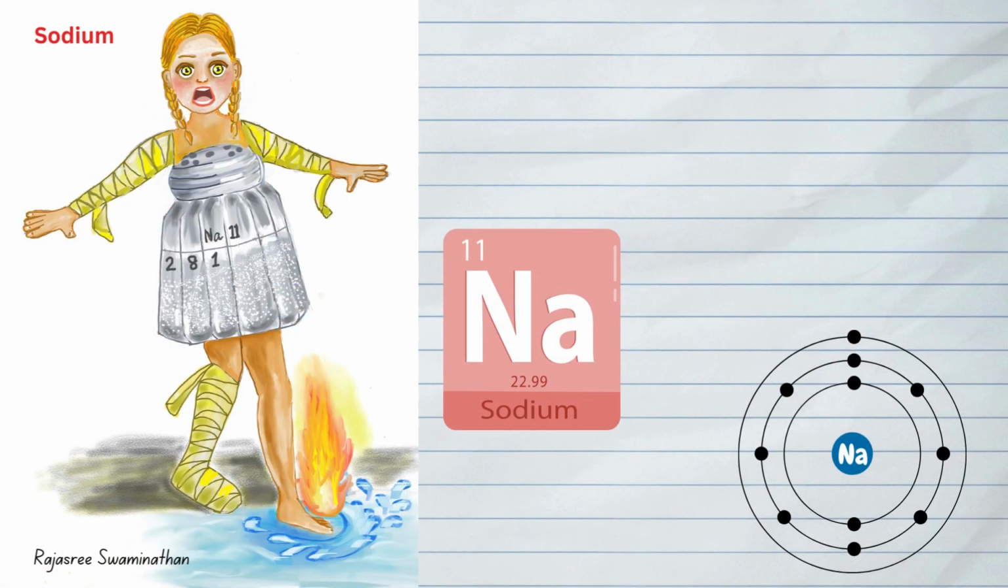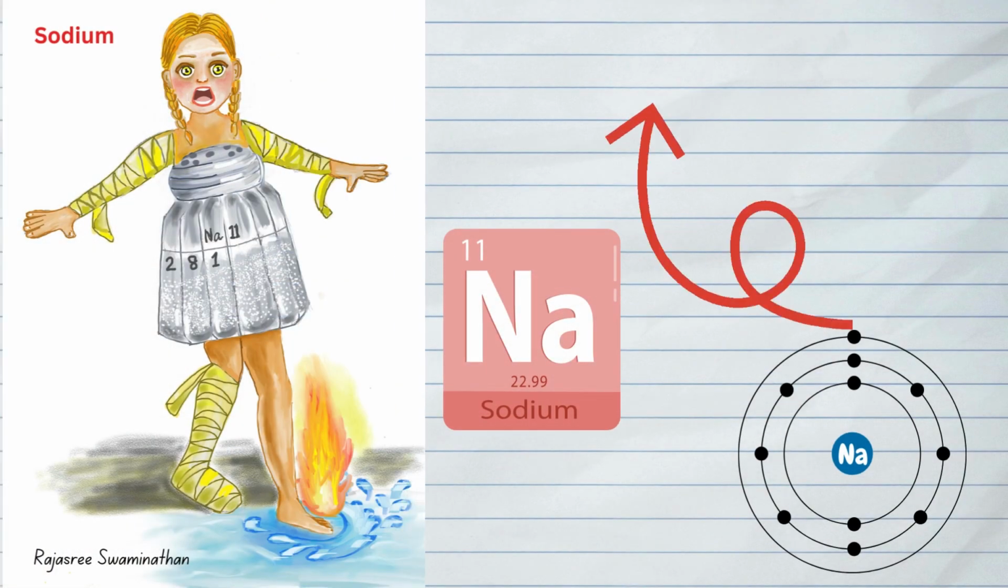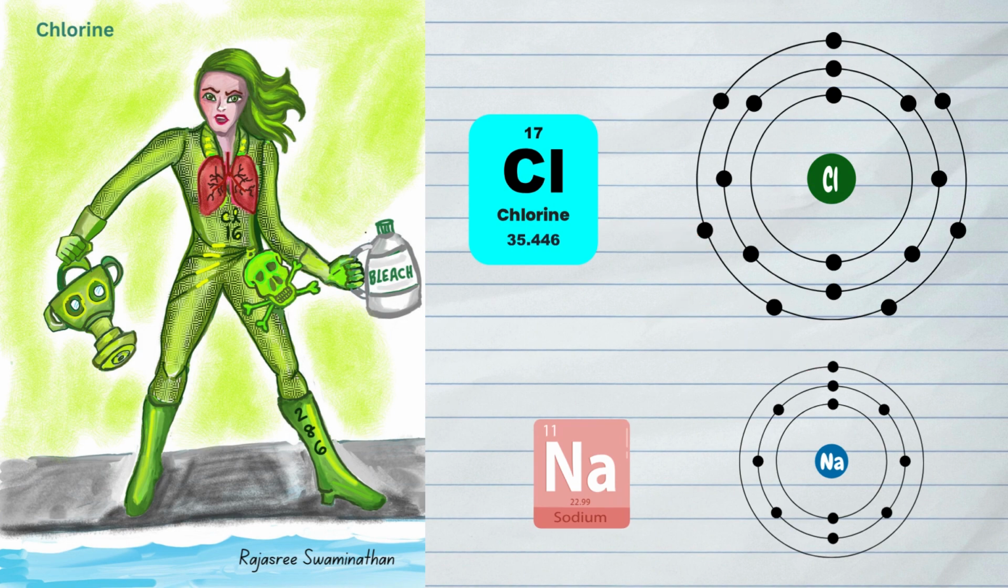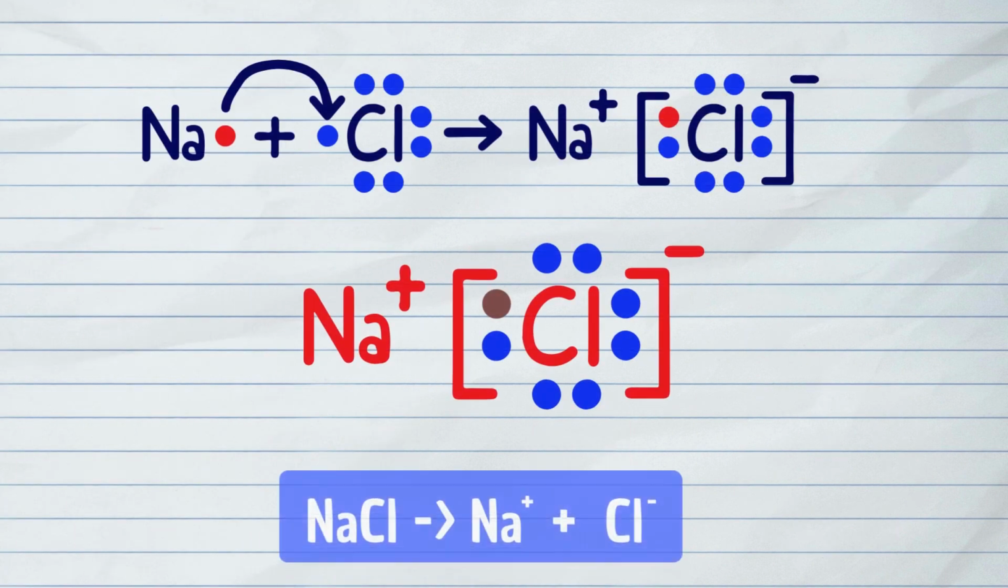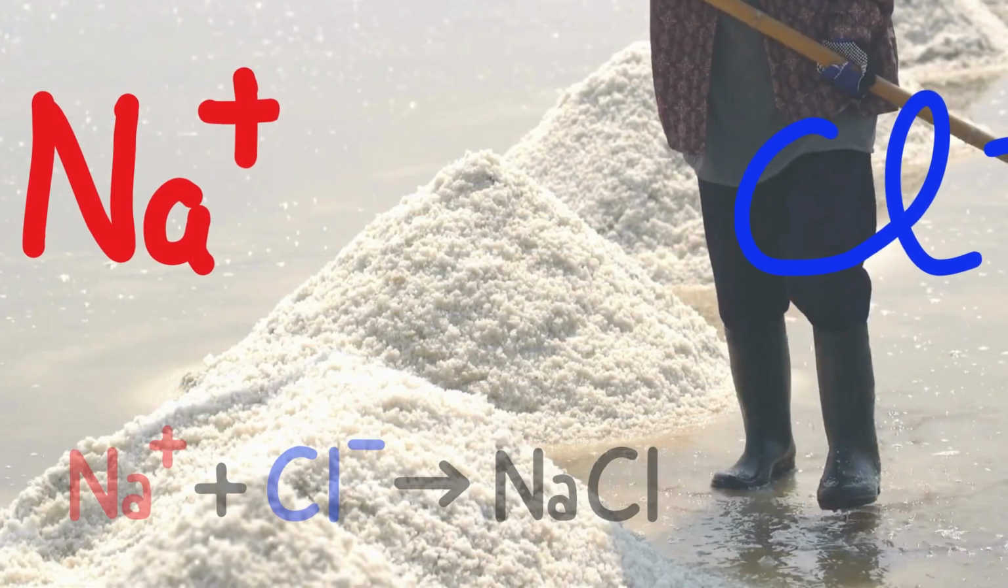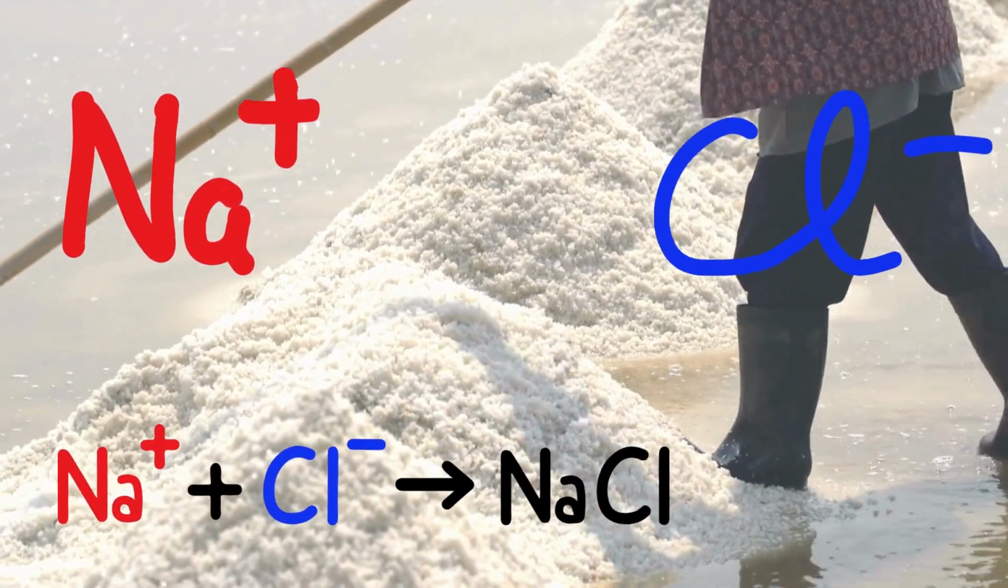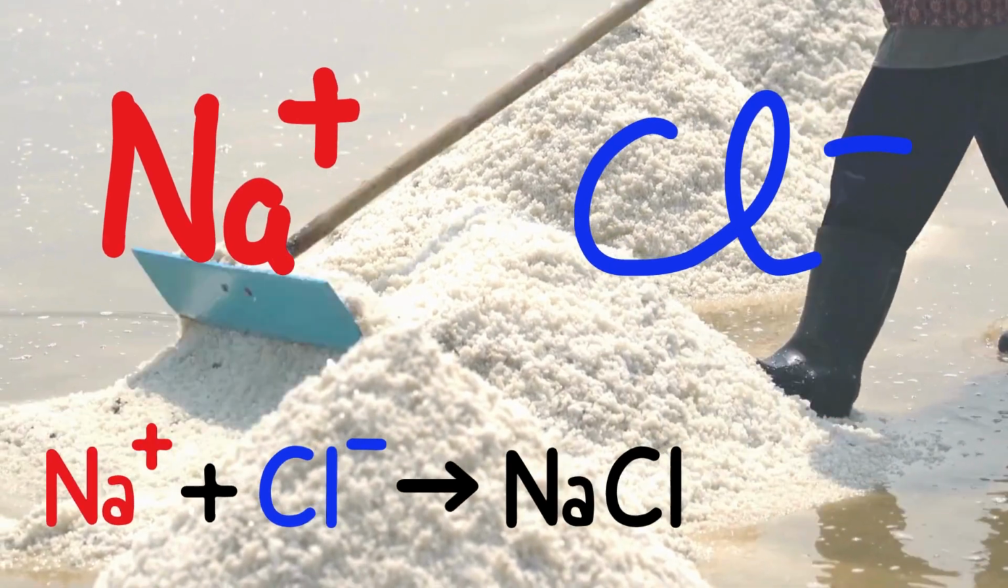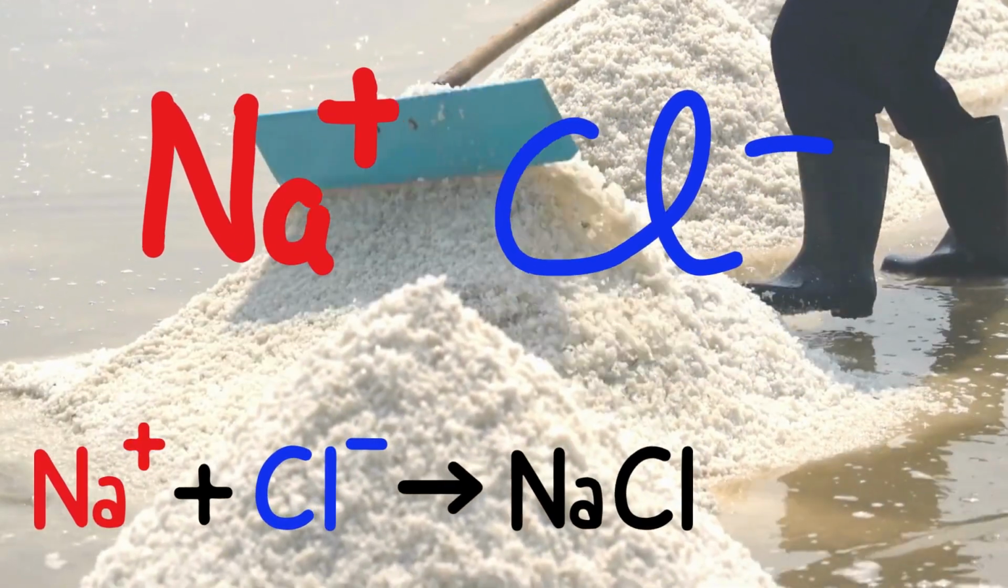When a sodium atom, which is a metal, transfers an electron to a chlorine atom, a non-metal, they become sodium 1+ ion and chloride 1− ion. These oppositely charged ions attract each other, forming the ionic compound NaCl.